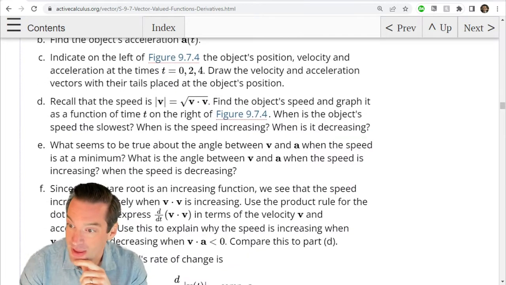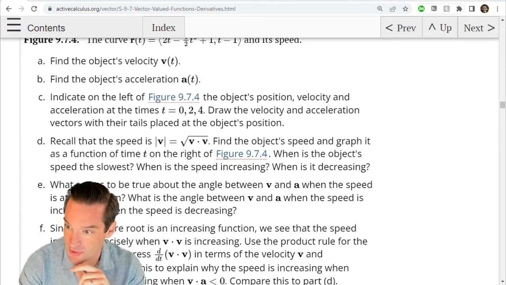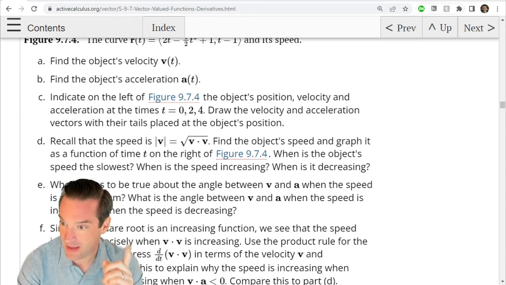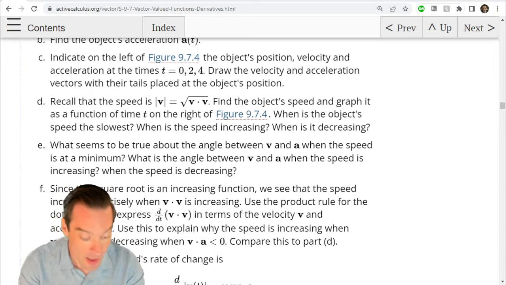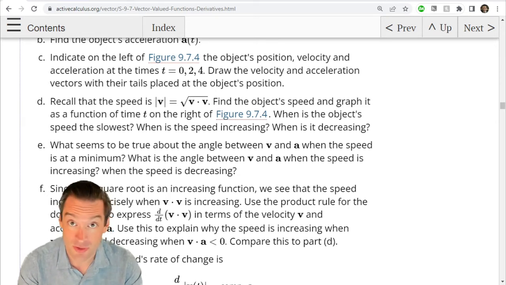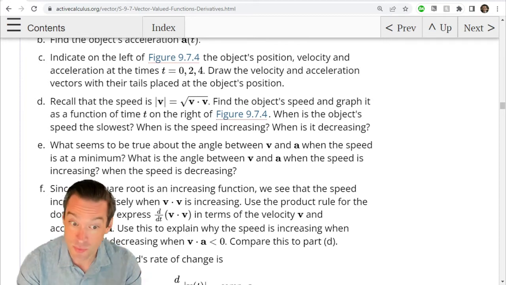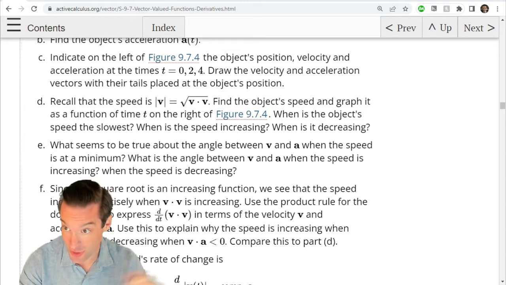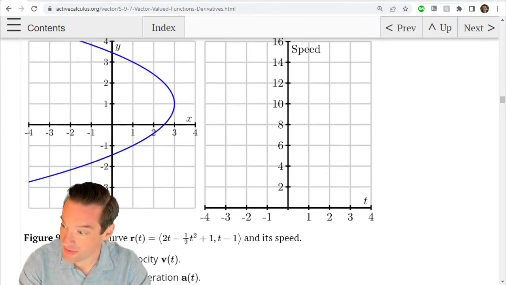And then parts D through G here, and I'm going to have you do part D and part E and part F. But I've done part G in the notes, and I've done part C in the notes. But those parts are the ones that are going to give us a glimpse into how velocity and acceleration vectors kind of carry information about the way that a curve is moving and how speed is changing. So that's kind of the goal here for this last activity of the day today.